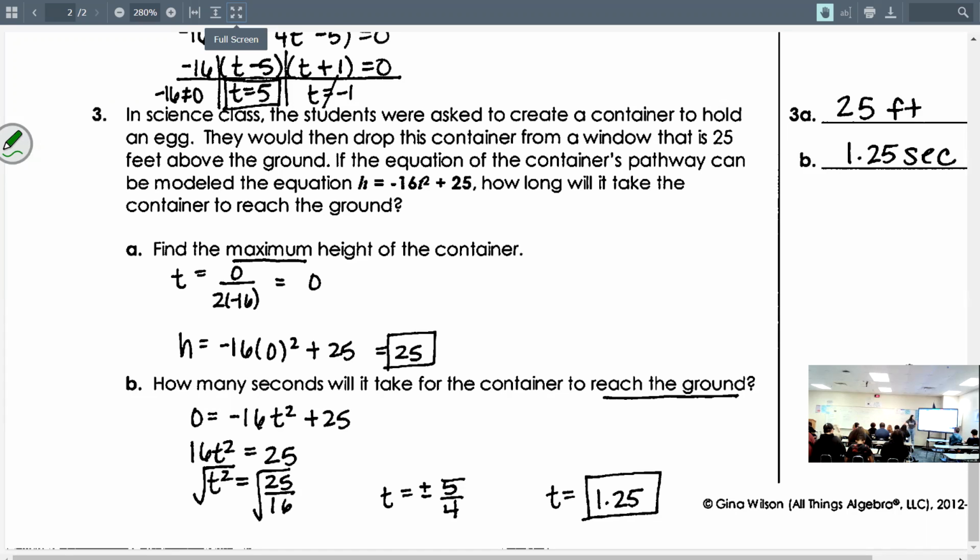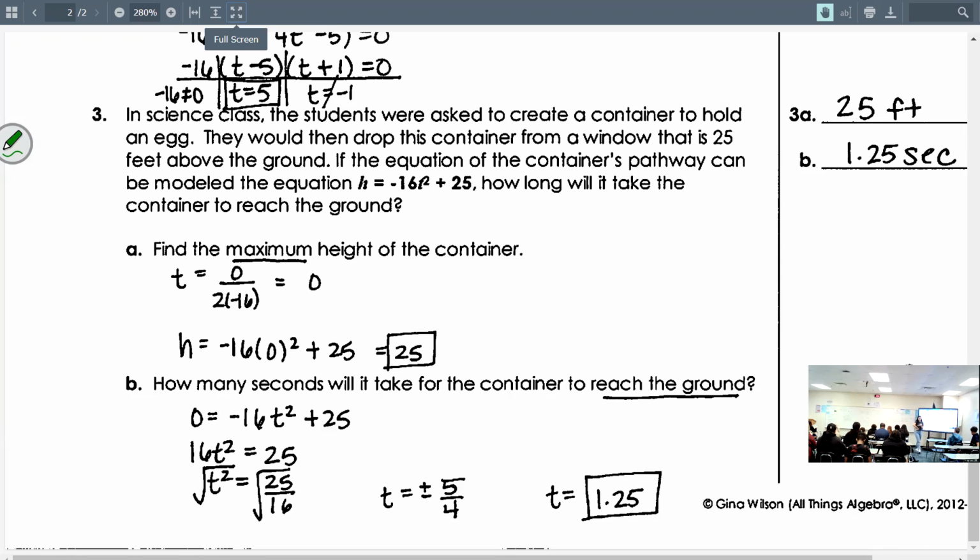And then how many seconds will it take for the container to reach the ground? At the ground, what is the height? 0. So plug in 0 for the H. In this one, it looks like they solved by completing the square, kind of. They rewrote it to x squared plus bx equals c, which there is no bx. It's just 16 t squared equals 25. Divided 16 on each side. Took the square root on each side. When you take the square root of a fraction, take the square root of the top and bottom. You get plus or minus 5/4, which 5 divided by 4 is 1.25.